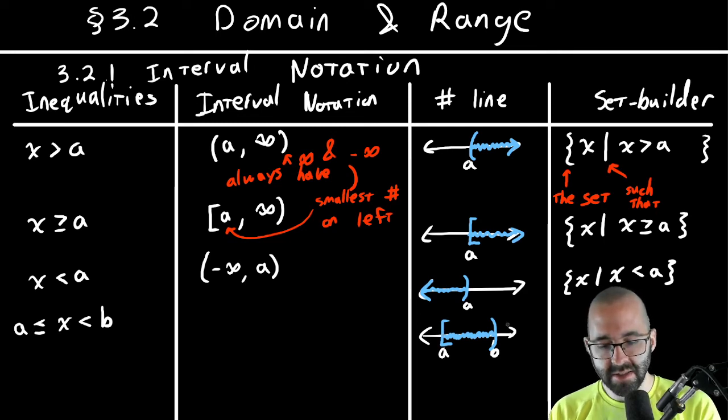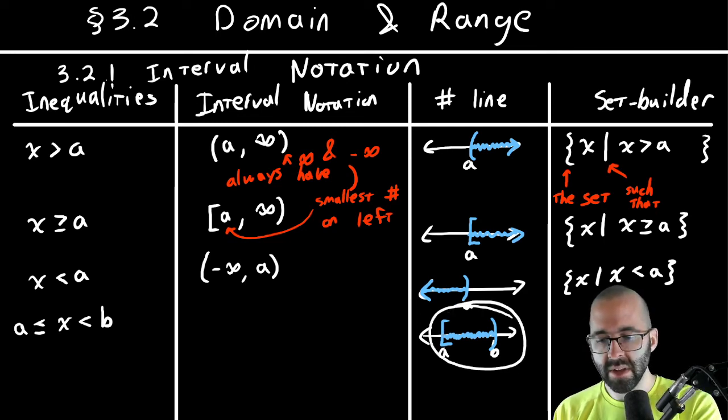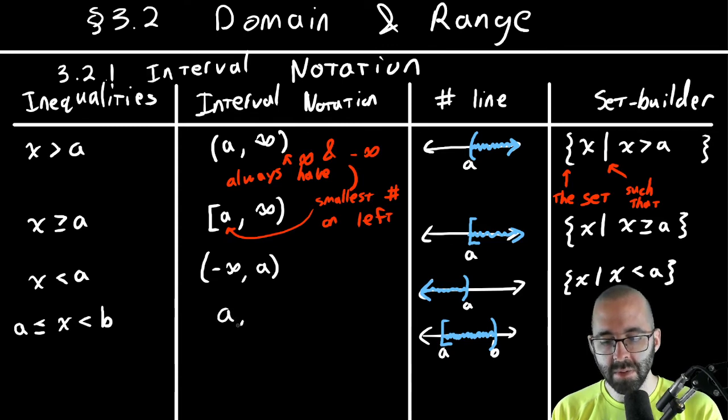And then we reflect this right here with the interval notation. Smallest number it can be is a. Biggest number it can be is b.